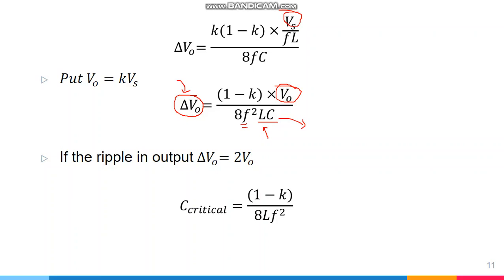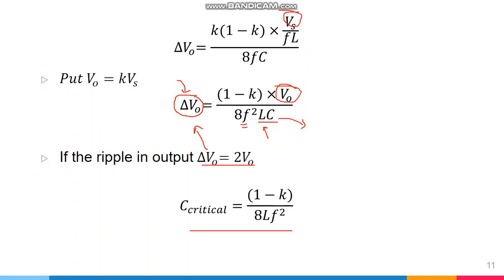And then this is another manipulation. Delta V is equal to 2 V naught. If this is the maximum ripple that can appear in my output, I will just use this value over here, and this will be the critical value of capacitance that I can obtain.